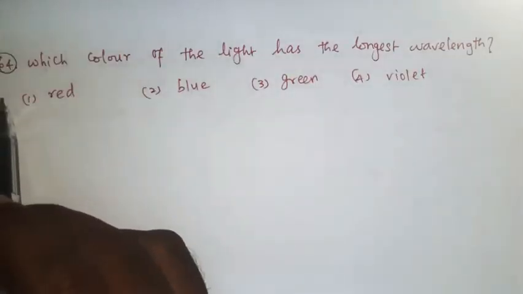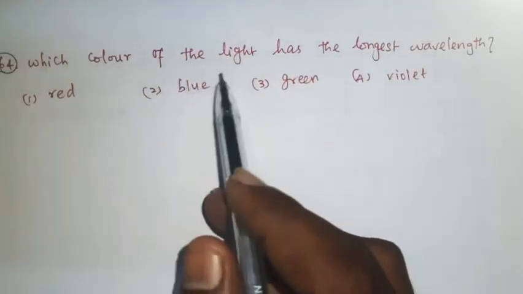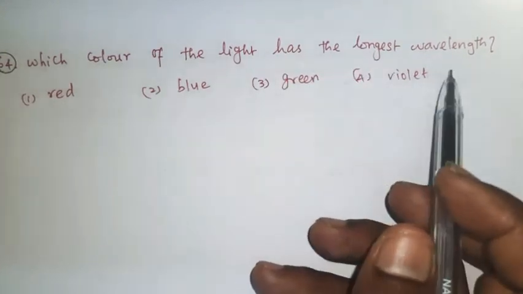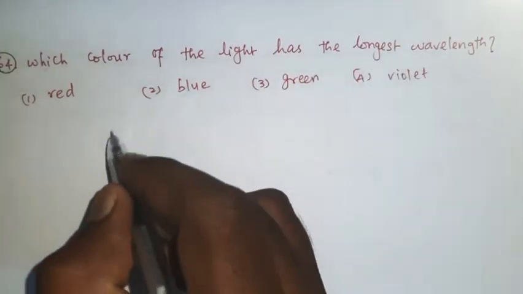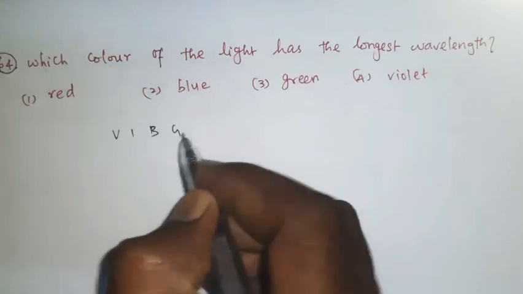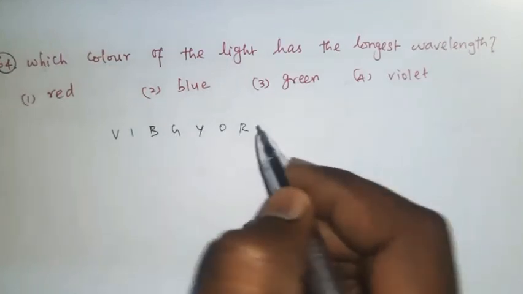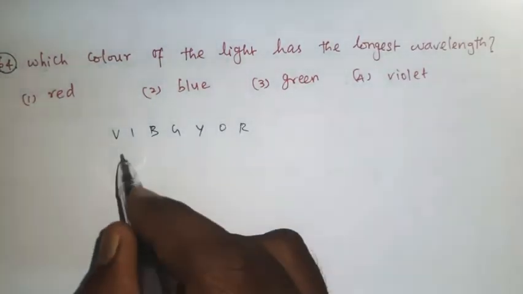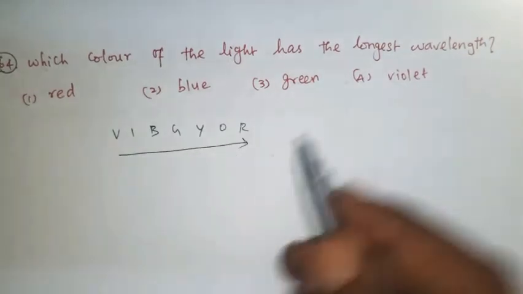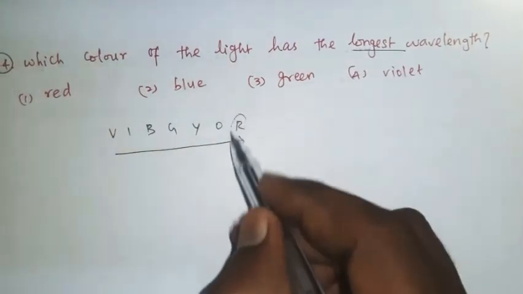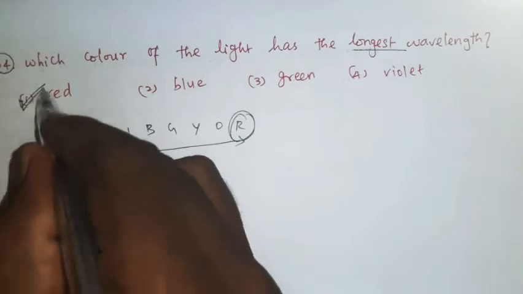Number 64. Which color of light has the longest wavelength? We know that violet, indigo, blue, green, yellow, orange, red. Wavelength increases from violet to red. So the longest wavelength is red. So option 1 is the right answer.